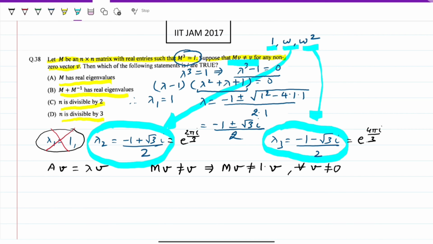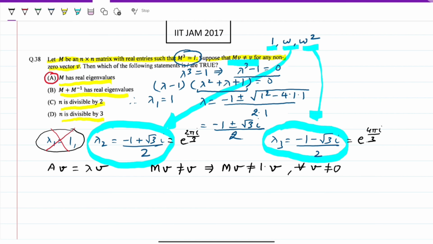Now once we are done with that, we can come to the first part and conclude that option A is wrong, since it states that M has real eigenvalues, and here we have got 2 eigenvalues which could be repeated multiple times since we don't know what N is, and they are complex eigenvalues. Now let's move on to the second option, B, M plus M inverse.